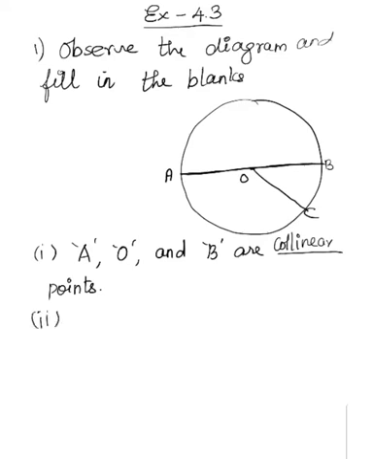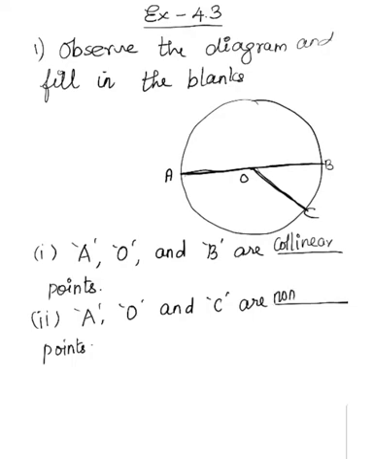Then the second question is: A, O and C are dash points. A, O and C do not lie on the same line. So it is non-collinear. Non-collinear points. So A, O and C are non-collinear points.